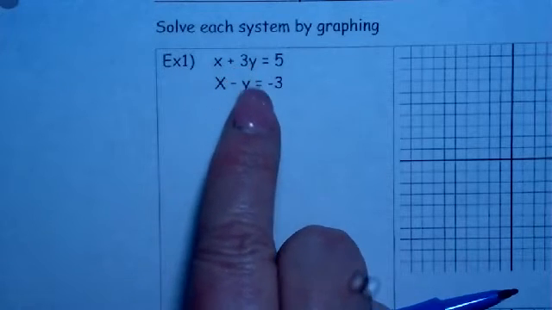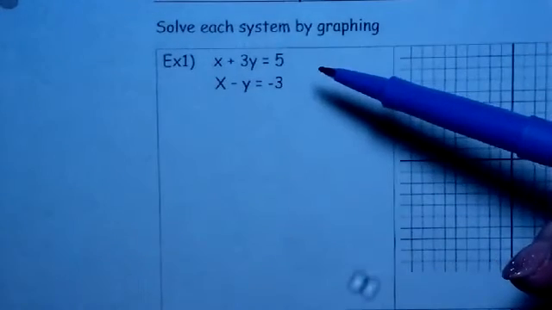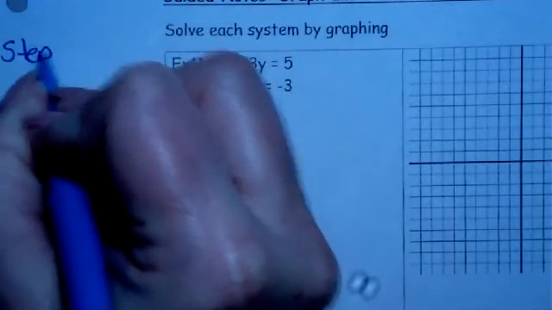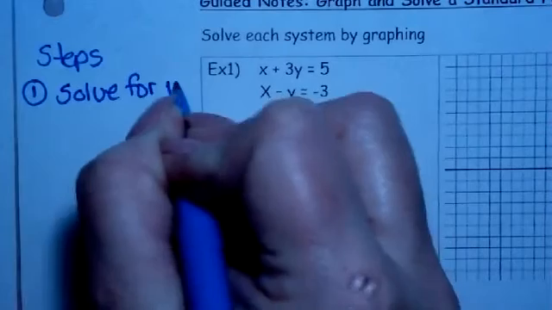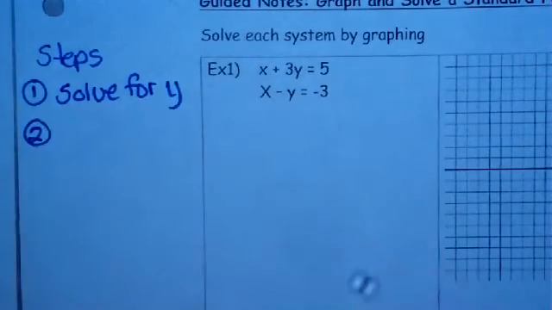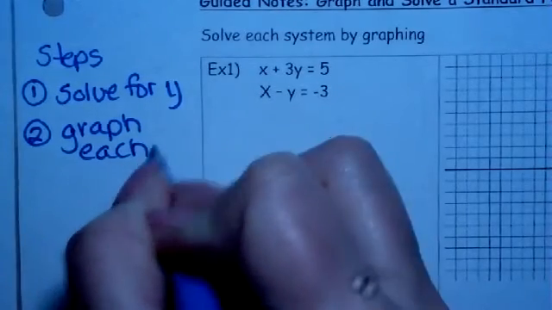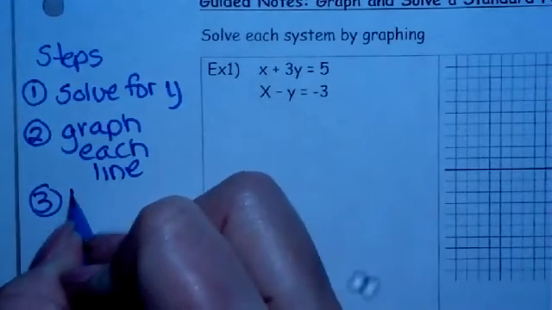We know that solving a system means that we're going to graph our two linear equations and find where they intersect, okay? This process has three parts, okay? So our steps. Our first step is to solve each equation for y. The second step is to graph each line. And then our third step is to find the intersection.